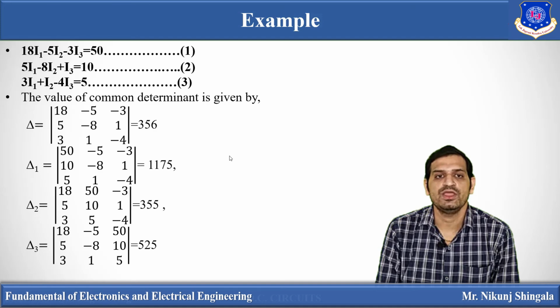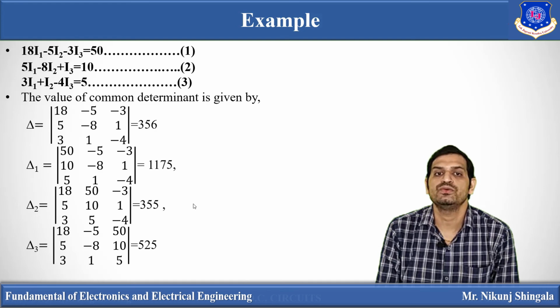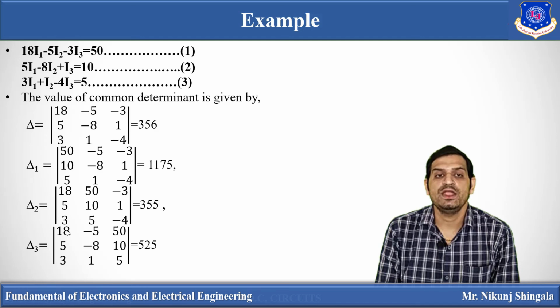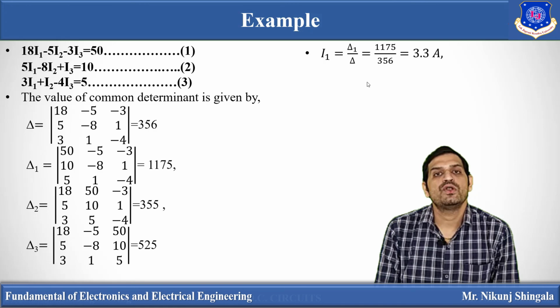Delta 2 and delta 3. In the case of delta 2, the coefficient of I2 is replaced by the constants. So the new delta becomes 18, 5, 3, 50, 10, 5, minus 3, 1, minus 4, which is equal to 355. And delta 3, in this case, the coefficient of I3 is replaced by the constant values, and the remaining two columns remain as they are. So 18, 5, 3, minus 5, 8, 1, 50, 10, 5 is equal to, if we solve this, 525.